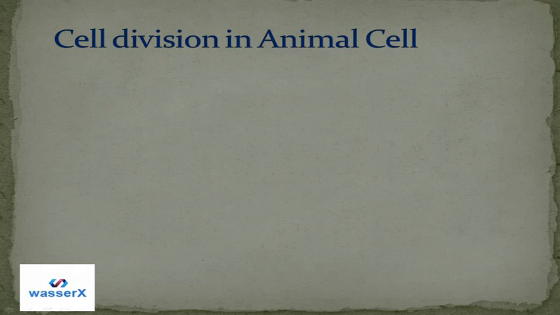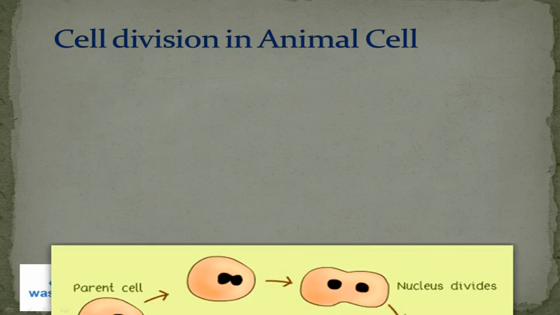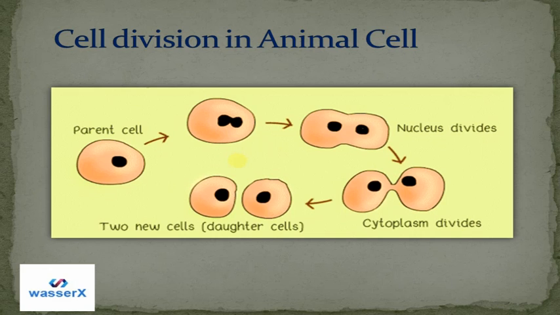Now let's see how cell division occurs in the animal cell. So this is how the whole process of cell division occurs in the animal cell. First, there is a parent cell. In the parent cell, by the uptake of nutrition, the nucleus will grow and it will divide into two nuclei. After it divides, there will be a division of the cell, with formation of a cell membrane in the middle. And this is how two daughter cells or two new cells are formed. So in animal cells, this is the process by which daughter cells are formed from the parent cell.